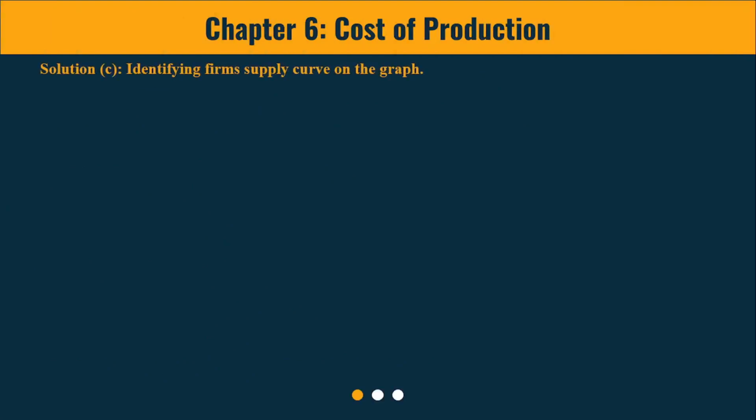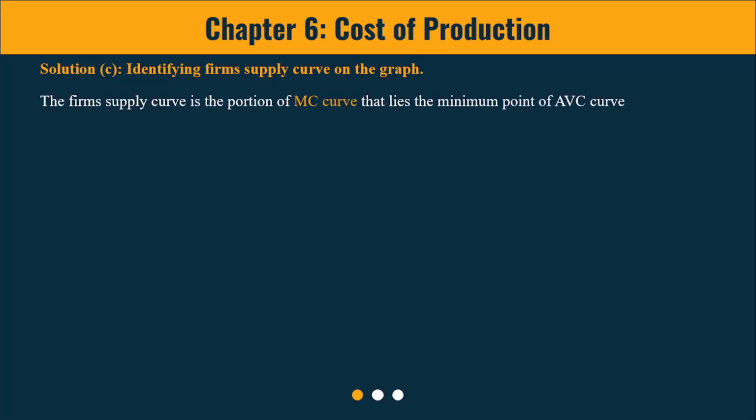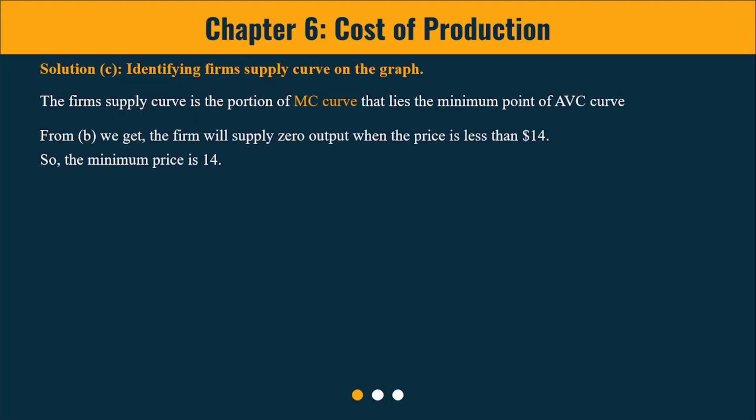And the next question was identifying the firm supply curve on the graph. We all know that the firm supply curve is the portion of the MC curve that lies above the minimum point of the AVC curve. From B, we get that the firm will supply zero output when the price is less than 14. So, minimum price is 14. From A, we get our marginal cost function and average cost function.